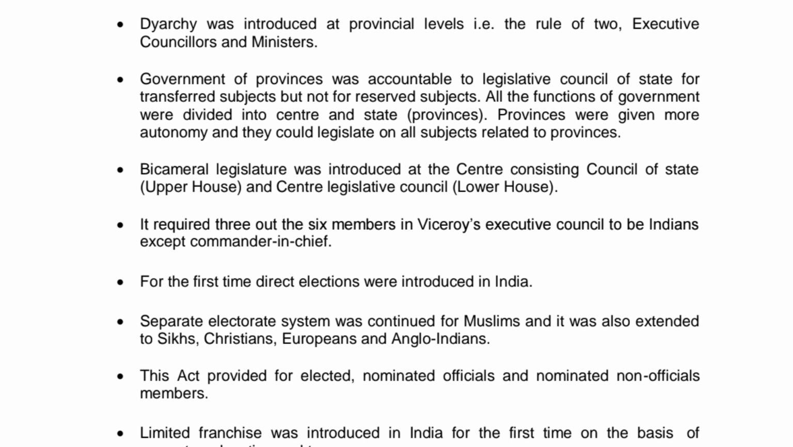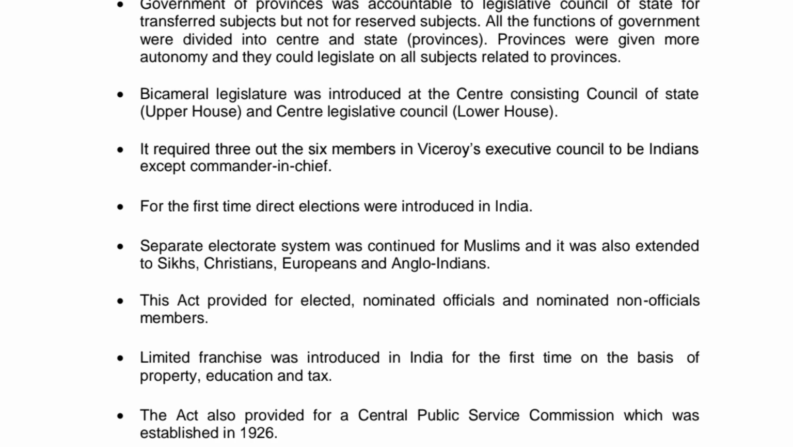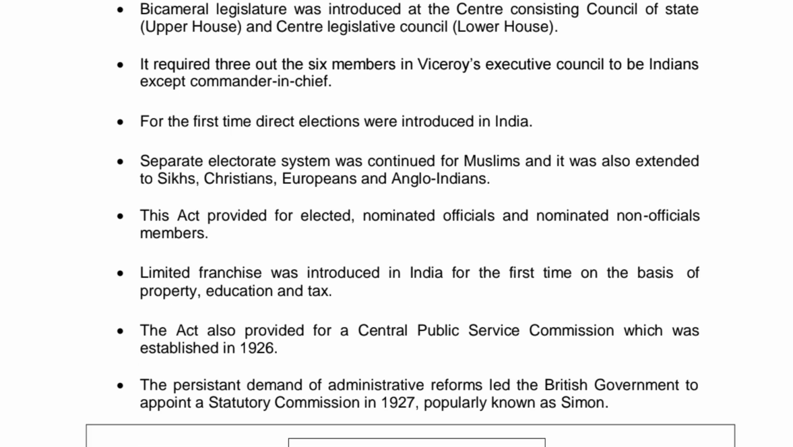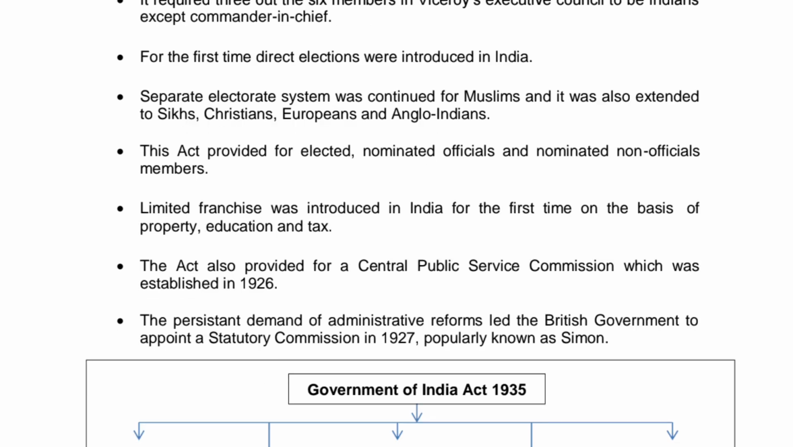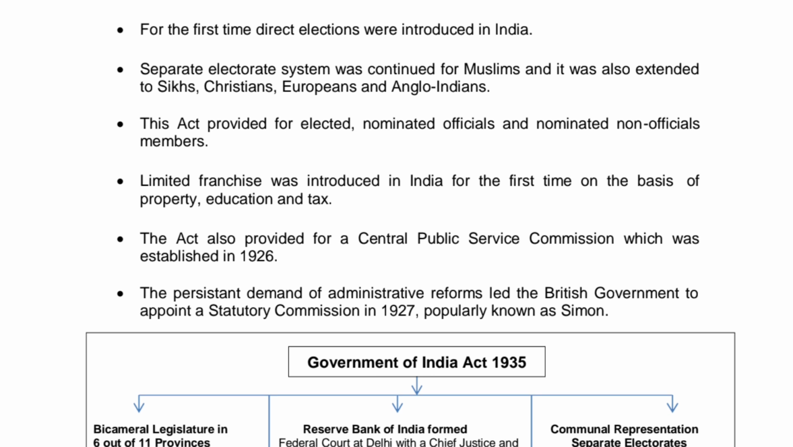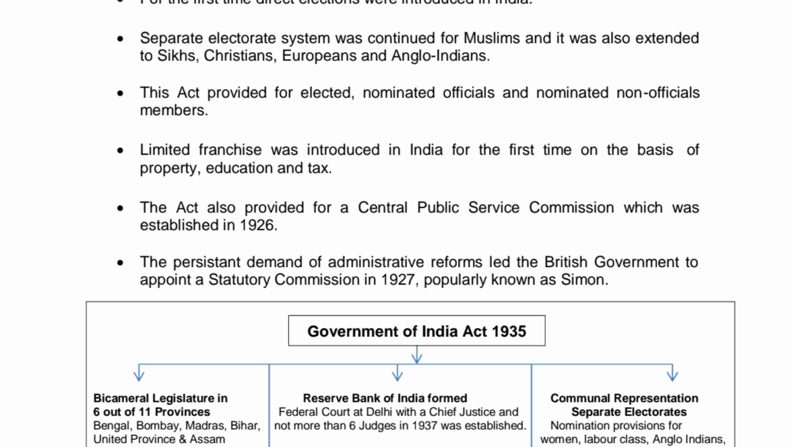Here a bicameral legislature was introduced at the center, consisting of the Council of State as the upper house and the Central Legislative Assembly as the lower house. It required 3 out of 6 members in the Viceroy's Executive Council to be Indians, except the Commander in Chief. For the first time, direct elections were introduced in India. The separate electorate system was continued for Muslims, and it was also extended to Sikhs, Christians, Europeans, and Anglo-Indians.